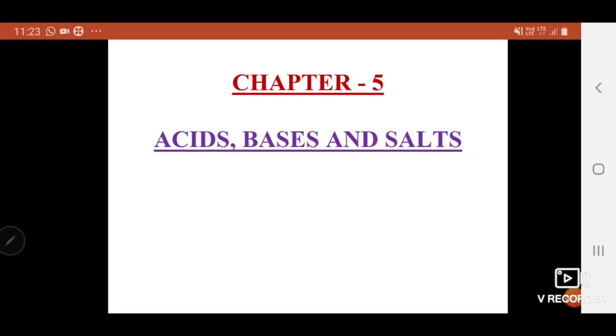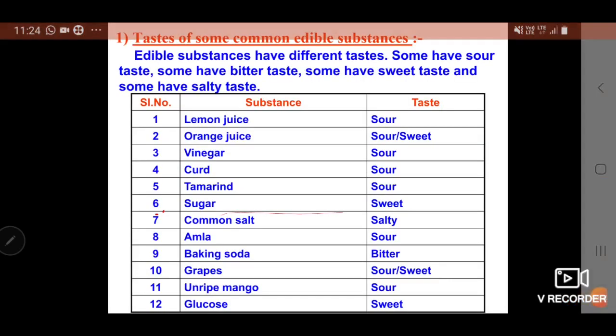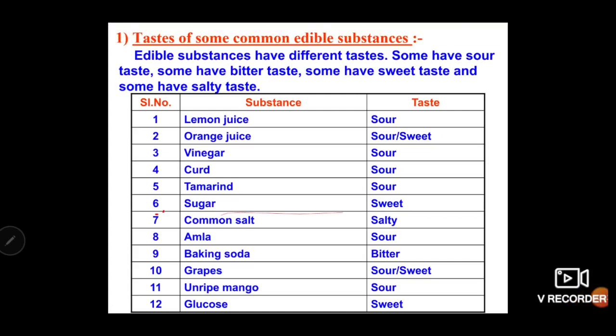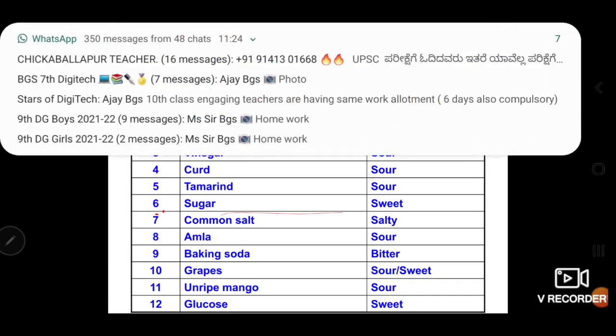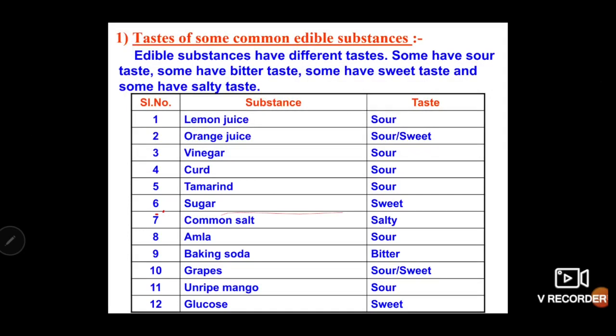In your previous class, we discussed and completed the syllabus Nutrition in Plants. Today, in this class, I would like to start one more new chapter, Acids, Bases, and Salts. In this chapter, you need to study some important concepts such as acids, bases, the tastes of some substances related to acids, the tastes of some substances related to bases, and also how to identify acids and bases and their properties in this lesson.